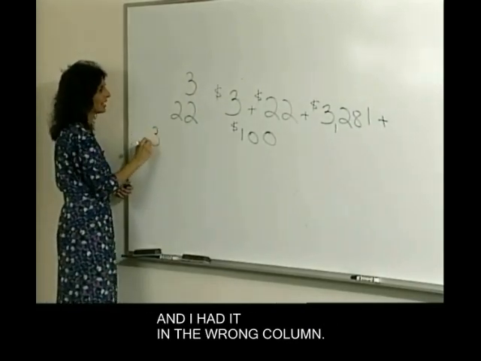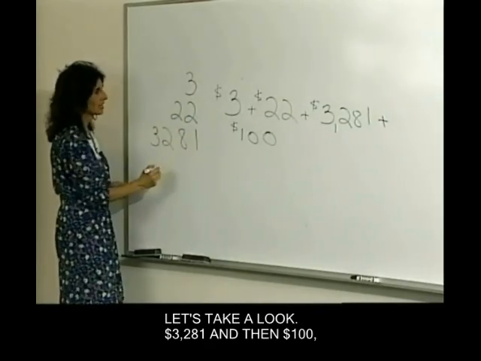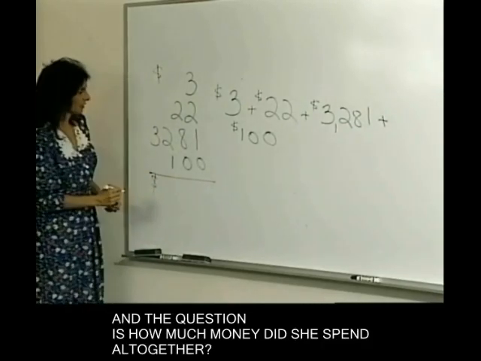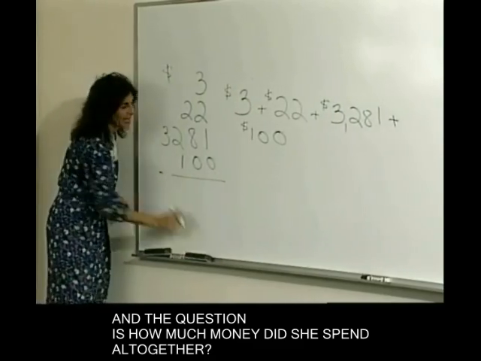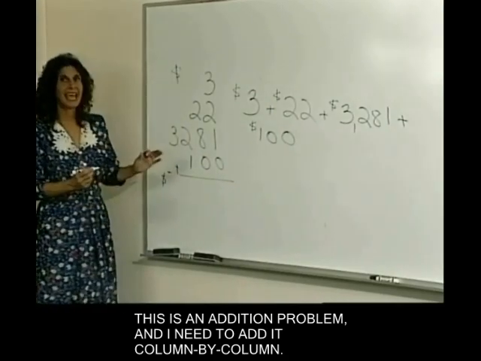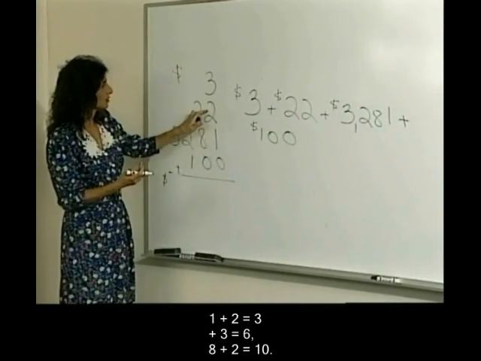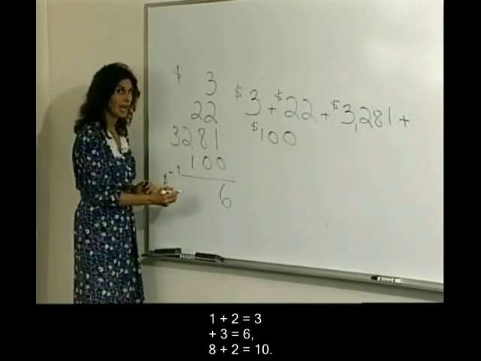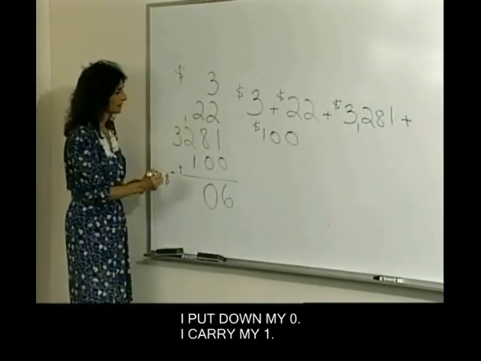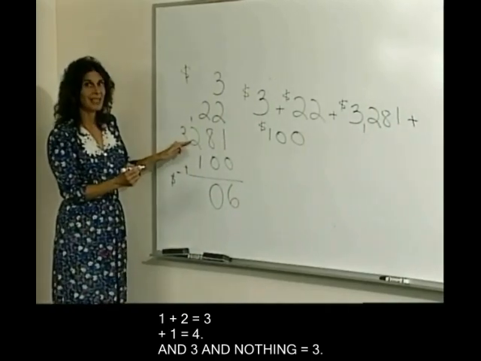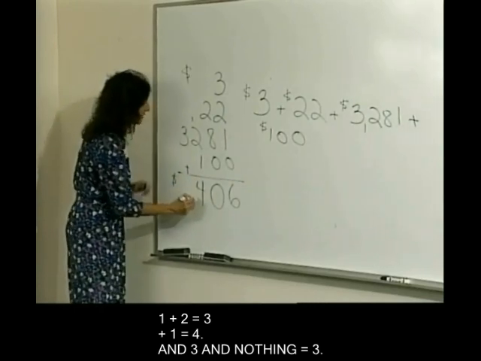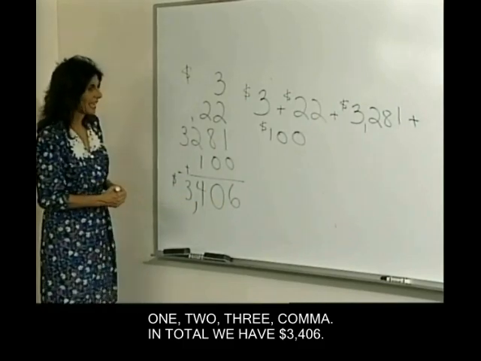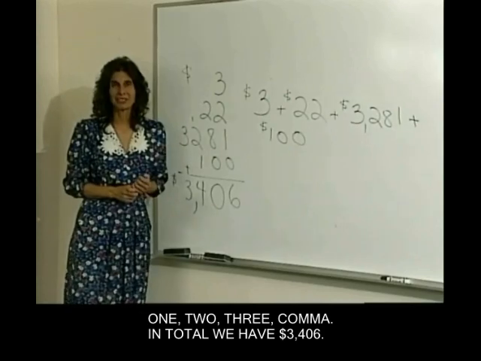Let's take a look. $3,281 and then $100. And the question is, how much money did she spend altogether? And this is an addition problem, and I need to add it column by column. 1 plus 2 is 3, and 3 is 6. 8 plus 2 is 10. I put down my 0. I carry my 1. 1 plus 2 is 3, and 1 is 4. And 3 and nothing is 3. In total, we have $3,406.